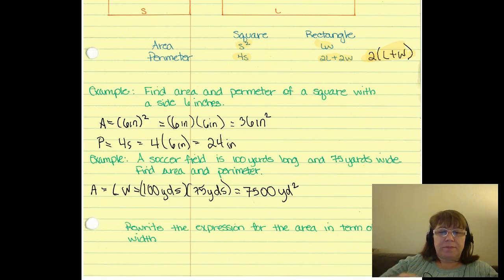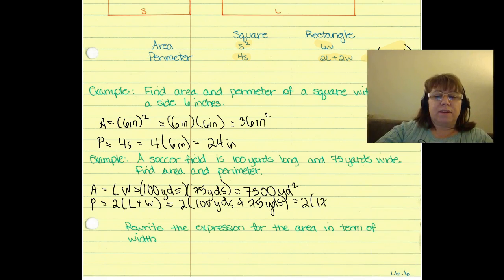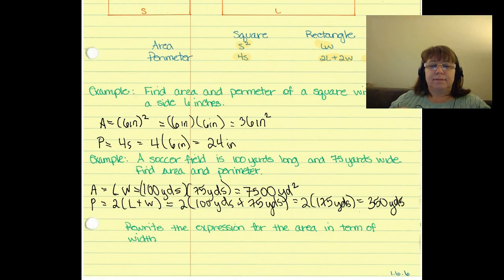Now let's find our perimeter. Our perimeter, I'm going to use our 2 times length plus W formula. You can use either one. 2 times 100 yards plus 75 yards. Well, that's 2 times 175 yards. 2 times 175 is going to be 350? 350 yards. Okay.